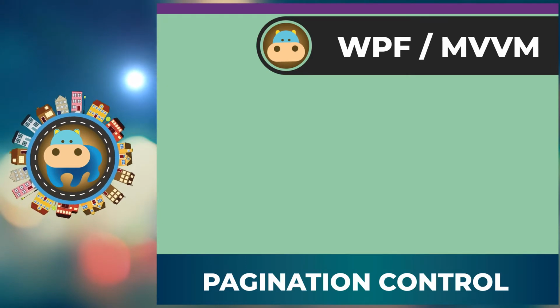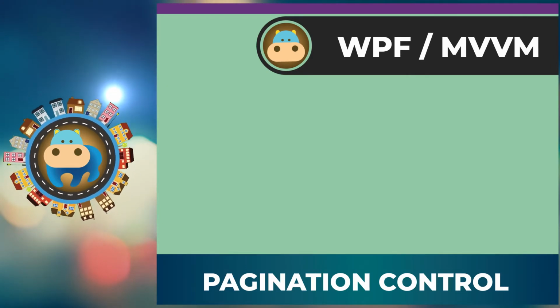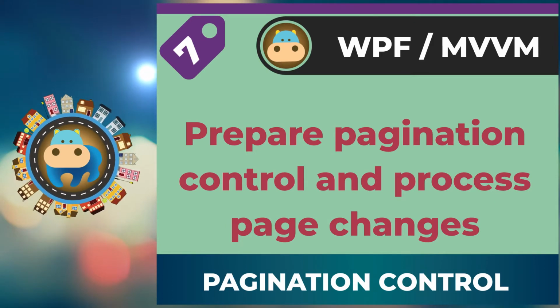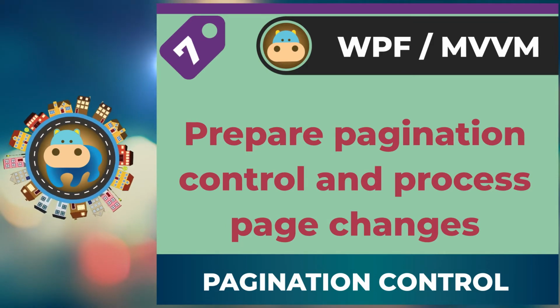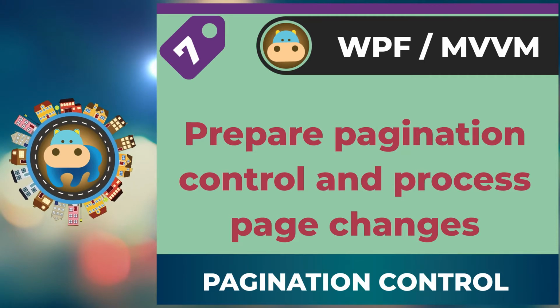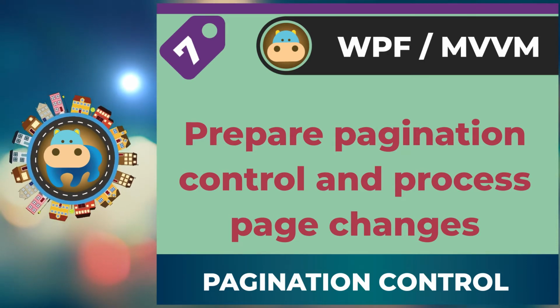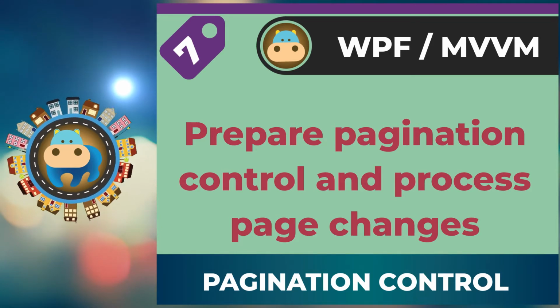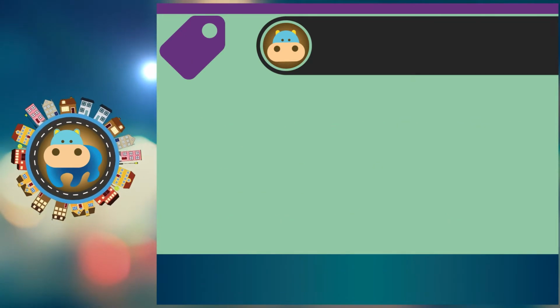This is the final module of the series, and we will be seeing how we can make use of the pagination control, and whenever we click the buttons inside our pagination control, how we can take those events and make the actual change in pages. Let's go ahead and start seeing that.